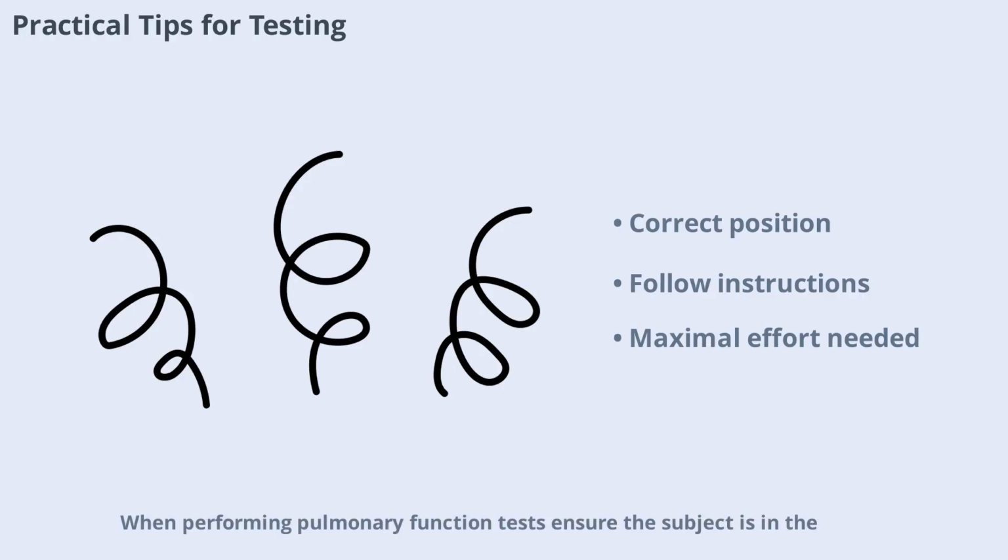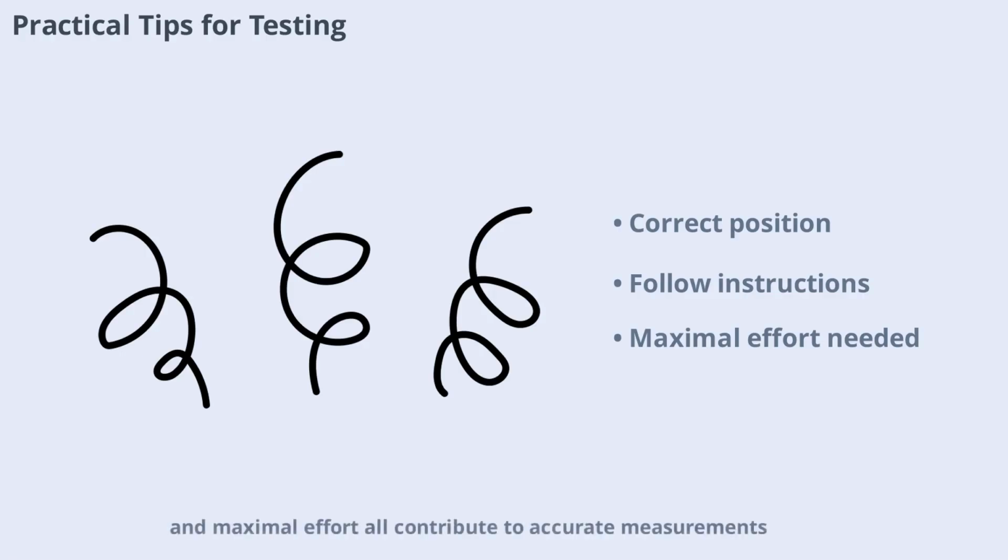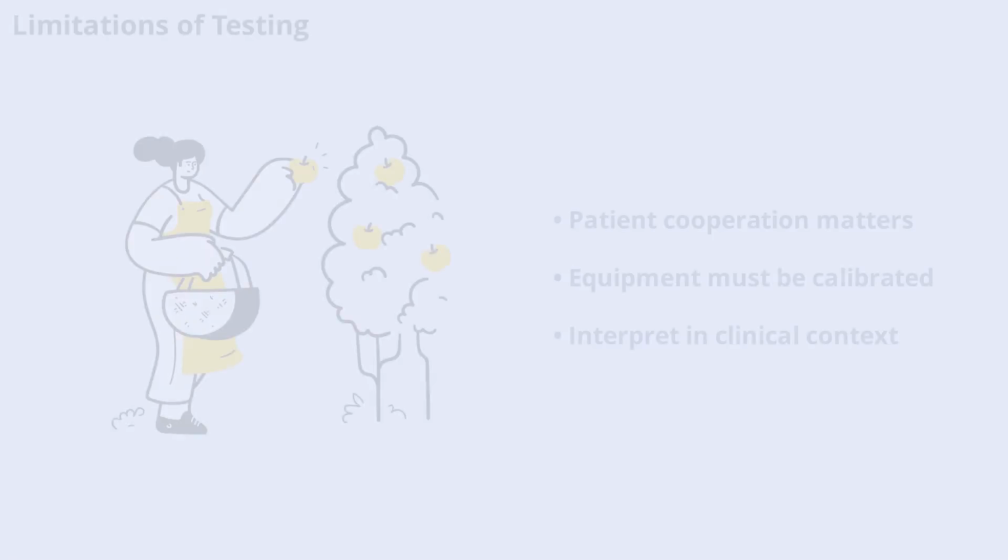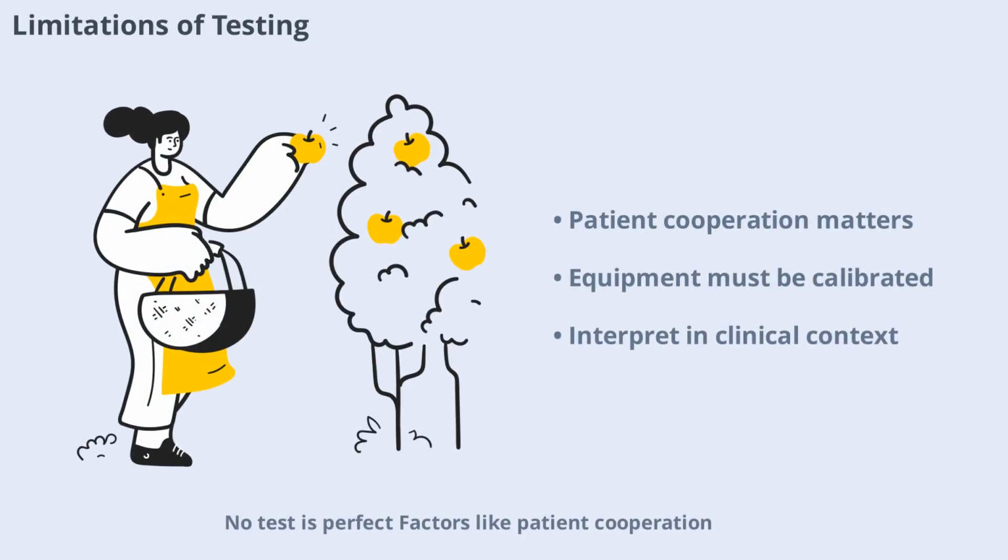When performing pulmonary function tests, ensure the subject is in the correct position and follows instructions carefully. Consistent technique is vital for reliable results. Nose clips, proper posture, and maximal effort all contribute to accurate measurements. No test is perfect. Factors like patient cooperation, equipment calibration, and technique can affect results. Always interpret pulmonary function tests in the context of the patient's clinical picture and repeat tests if results are inconsistent.